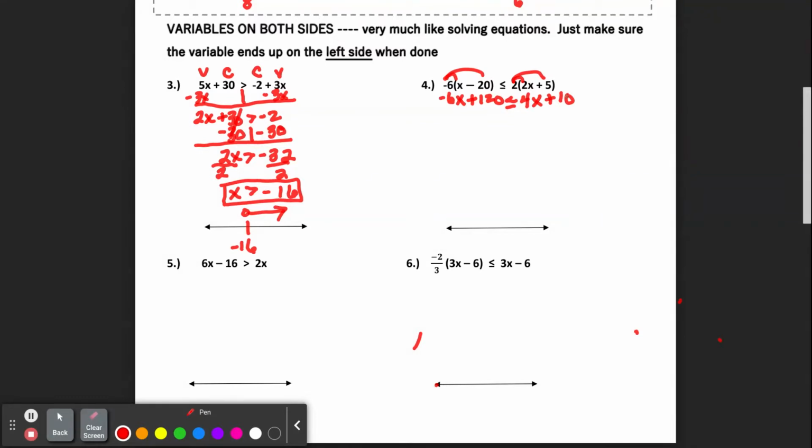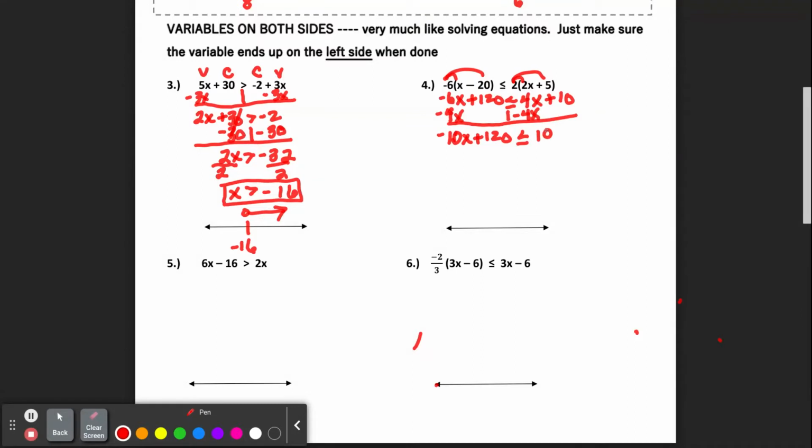So let's move our variable term from the right side to the left side. To get rid of the 4x, we're going to subtract 4x. Whatever you do to one side, you do to the other. So this will be a negative 10x plus 120 is less than or equal to 10.